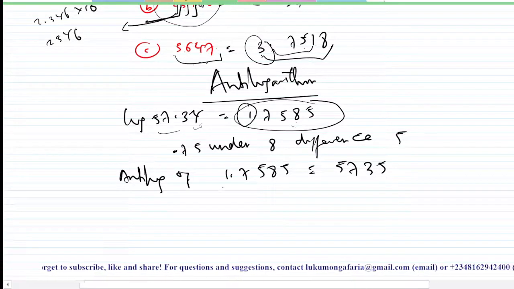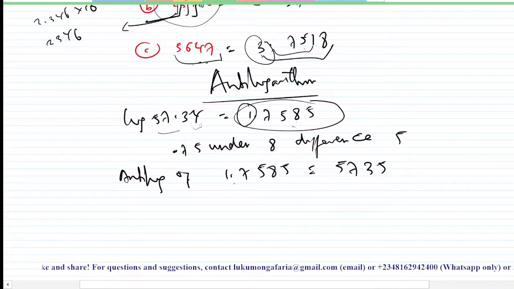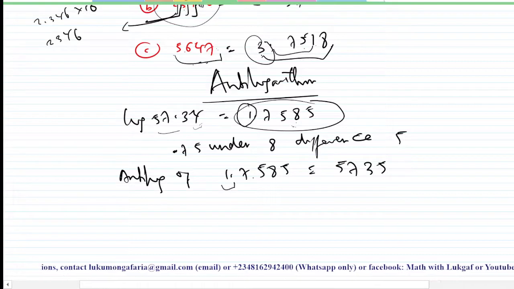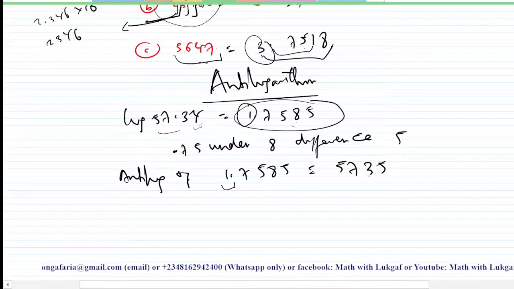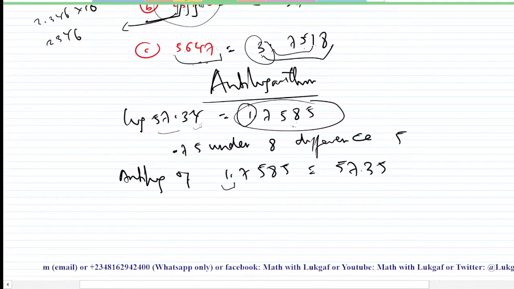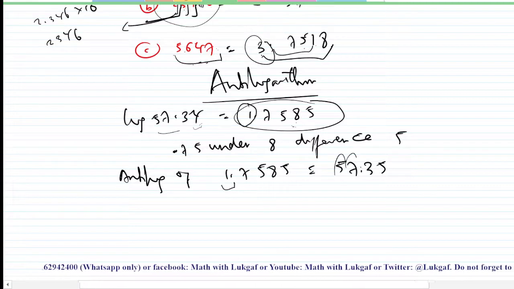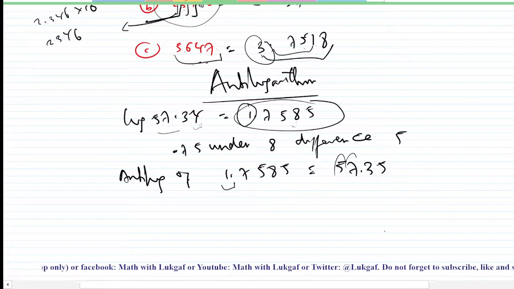So since my characteristics part is 1, then you are going to add 1 to it. So that will make it 2. It means you are going to have 2 digits before the decimal point. Then you now count it like this: 1, 2. And your decimal point is going to be here.